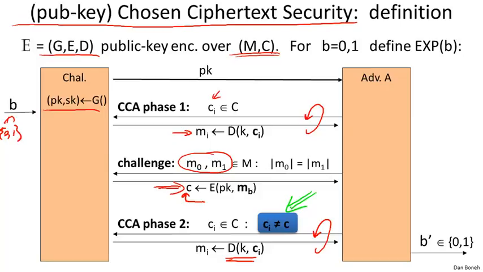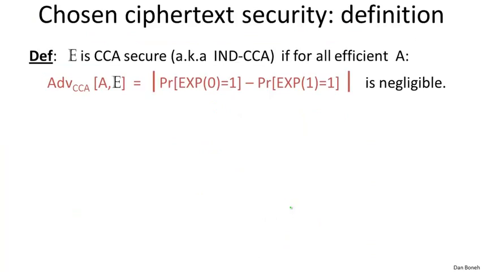Okay, and then his goal is to say whether the challenge ciphertext is the encryption of M0 or the encryption of M1. And as usual, if he can't do that, in other words, his behavior in experiment 0 is basically the same as his behavior in experiment 1, so he wasn't able to distinguish the encryption of M0 from the encryption of M1, even though he had all this power, then we say that the system is chosen ciphertext secure, or CCA secure. The acronym for this is indistinguishability under a chosen ciphertext attack, but I'm just going to say CCA security.